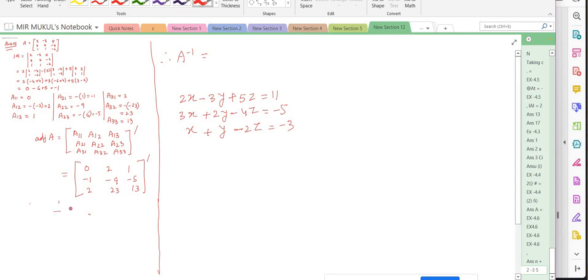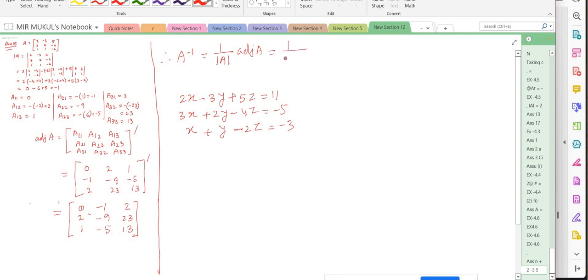So its transpose you have to take 0, 2, 1, and this is minus 1, minus 9, minus 5, 2, 23 and 13. This is adjoint. Now A inverse equals 1 by determinant of A into adjoint of A.